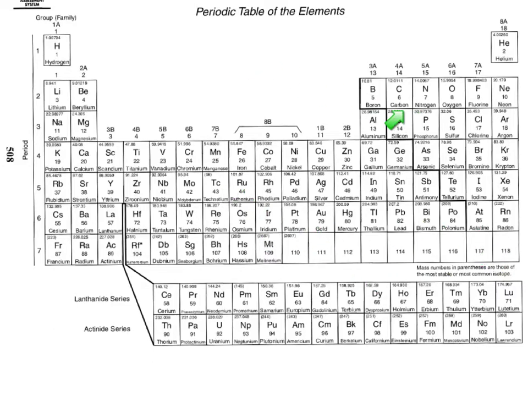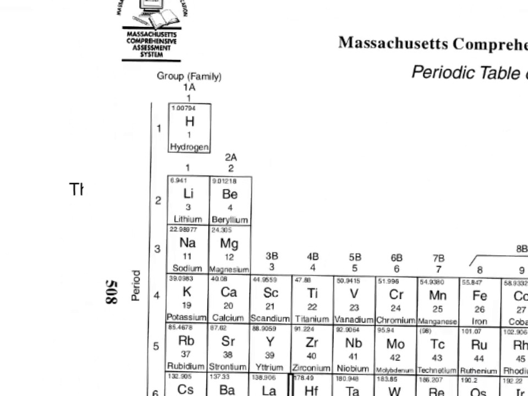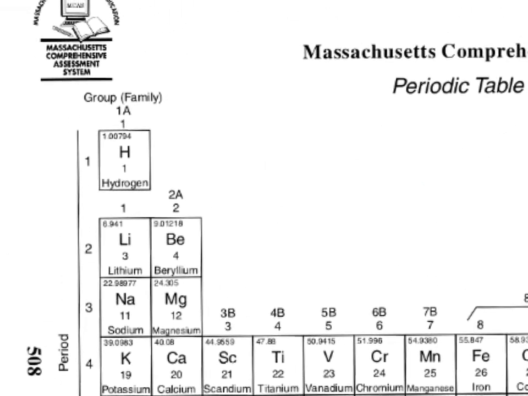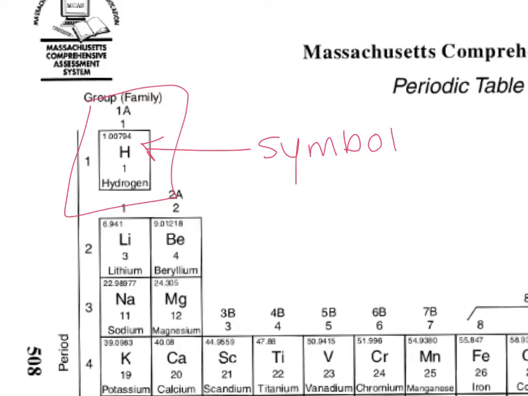I'm going to zoom in even further here to just look at a particular element. So the very first element is hydrogen, right here, and you should just be able to look at the periodic table and tell me that hydrogen is an element, and you should be able to tell me that its symbol is just a capital H. That was one of the vocabulary terms, was symbol.